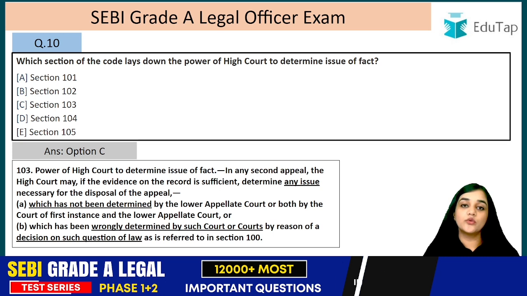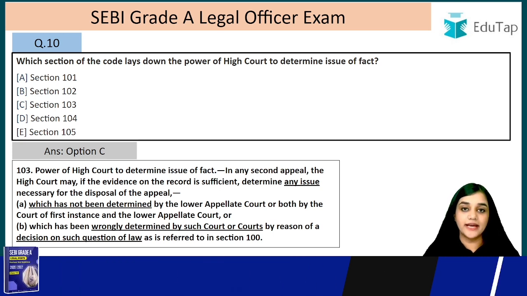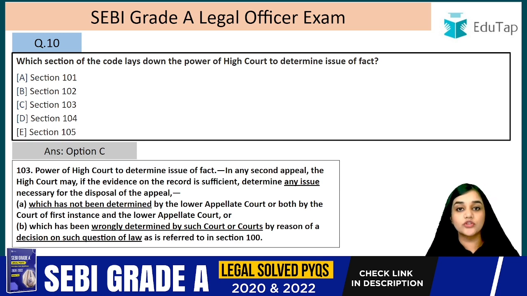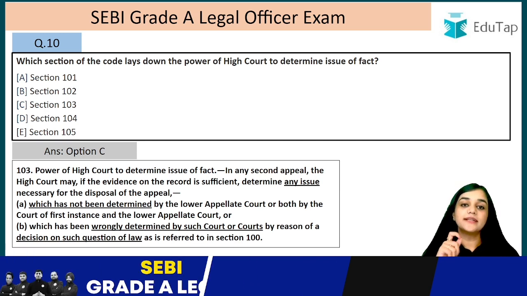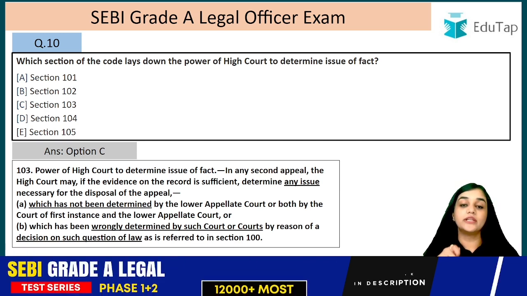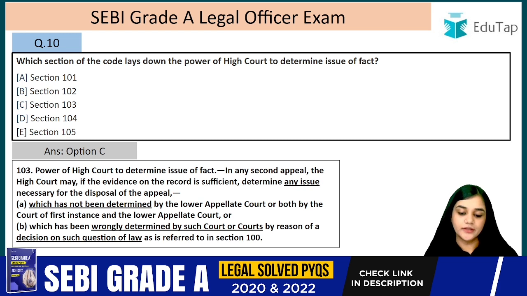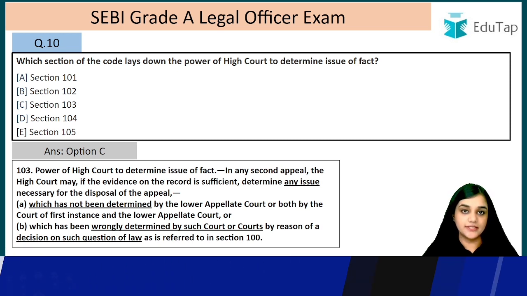Or in a case where a question of fact has been wrongly decided. And why has it been wrongly decided? Because they have determined the question of law wrongfully, right? Because they decided that question of law wrongfully, that is why they have determined this question of fact also wrongfully, right? So which has been wrongly determined by such court or courts by reason of decision on such question of law as is referred in section 100.